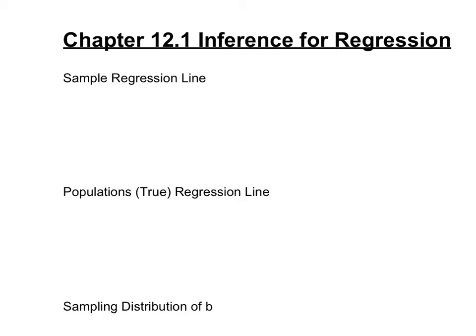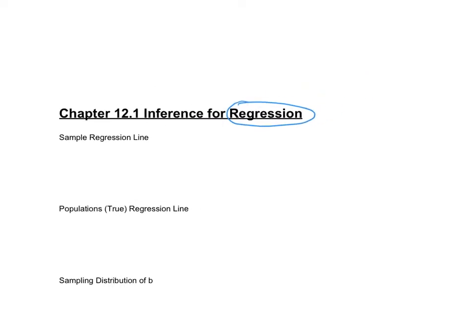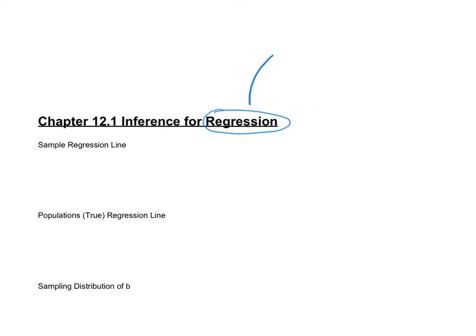So 12.1 is inference for regression. Oh boy, regression. Remember when we were doing regression back in chapter 3, right? We would build a scatter plot, put our explanatory and our response variables. We would plot the graph, and we would eventually create a regression line.